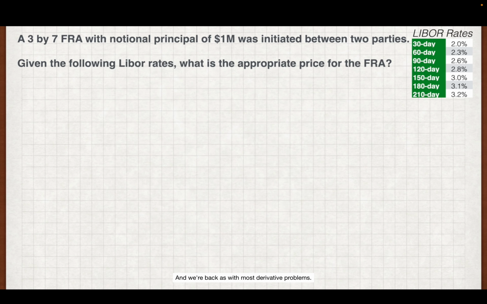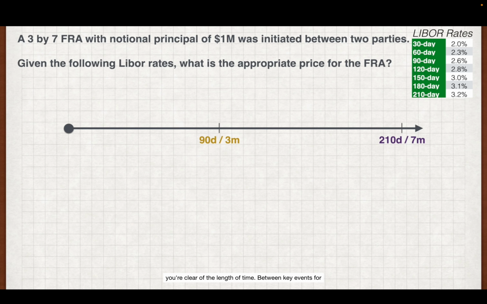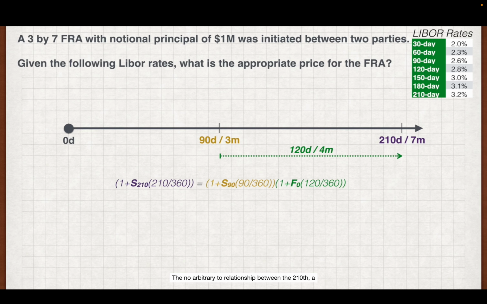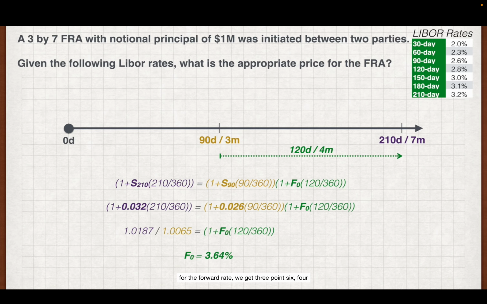And we're back. As with most derivative problems, you are encouraged to draw a timeline so you're clear of the length of time between key events. For a 3x7 FRA, the FRA will expire in 3 months or 90 days, and the loan will end in 7 months or 210 days. The length of the loan is therefore 120 days. The no arbitrage relationship between the 210-day LIBOR rate, 90-day rate, and the forward rate for the loan should be as such. Solving for the forward rate, we get 3.64%.